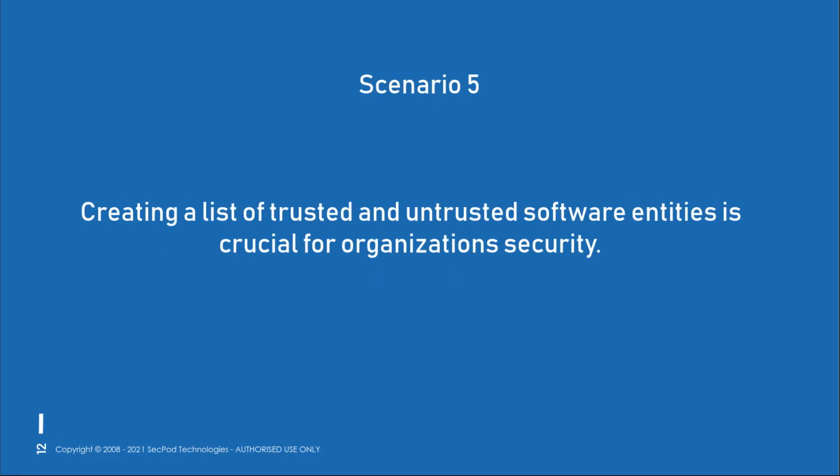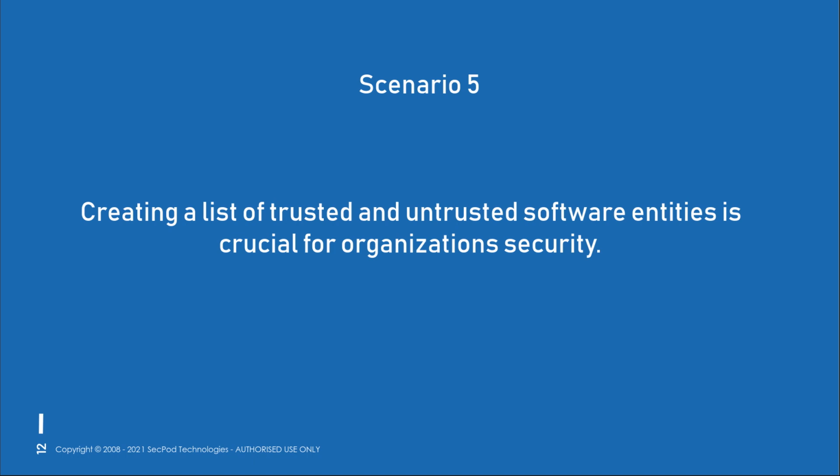Creating a list of trusted and untrusted software entities is crucial for organization security. For every organization, they need to prepare a list of software which they want to allow in their network, and they need to prepare a list of software which they don't want to allow in their network. This is really crucial for their organization security, and this blacklisting and whitelisting is a crucial security routine IT team should follow. Over to you, Bharat.